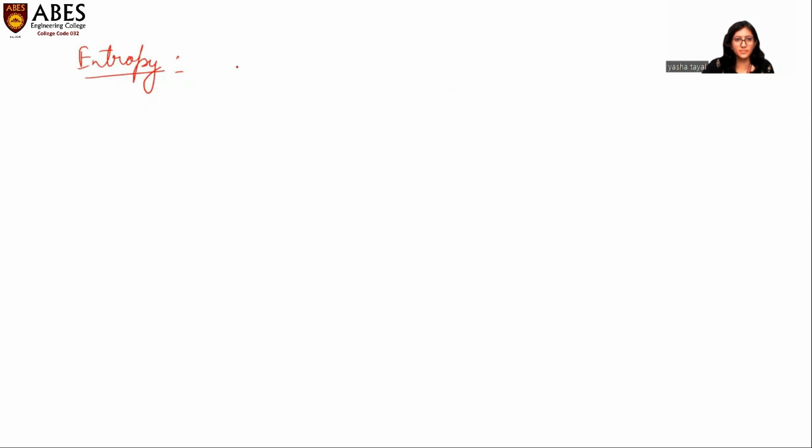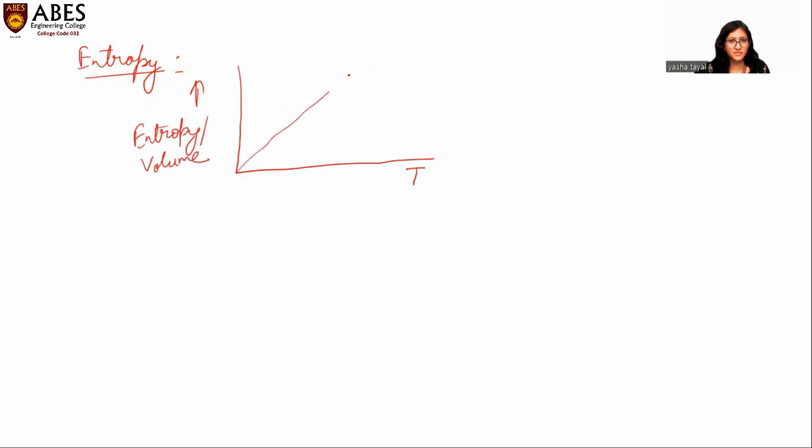So I'm going to plot the graph between temperature and entropy per unit volume. This is the behavior for any normal material. Whereas for a superconductor, say for example, here is the critical temperature, and this is the normal temperature. The graph will go like this for superconductors, and below the critical temperature, this value drastically reduces to zero. So this is the behavior for a superconductor.